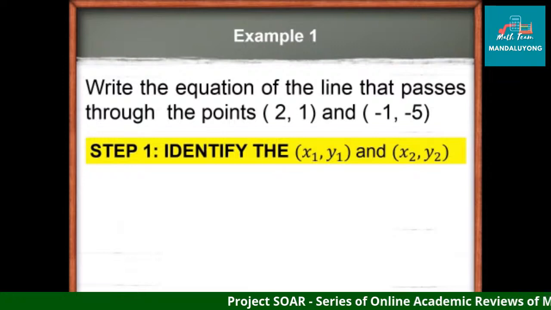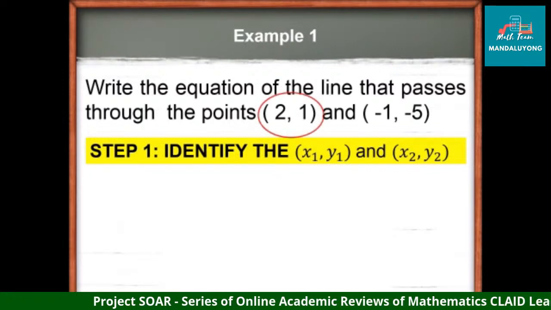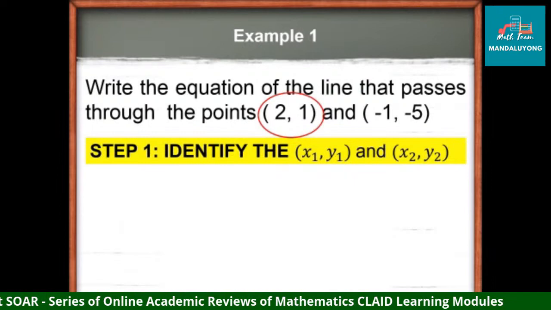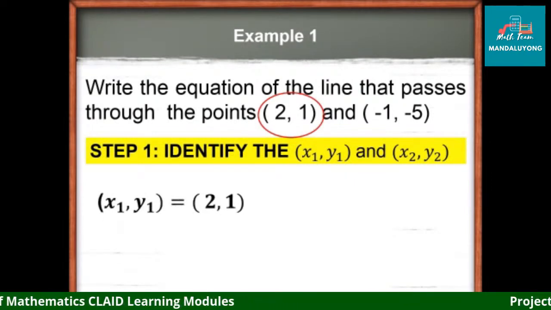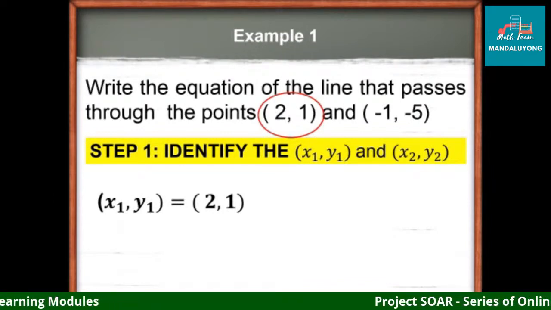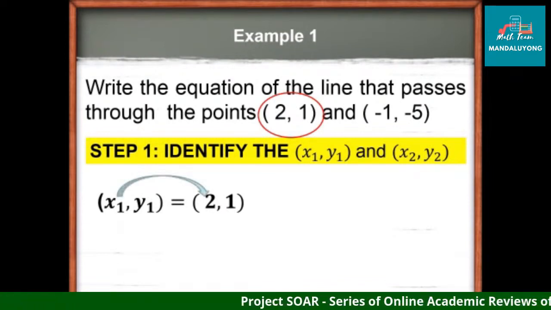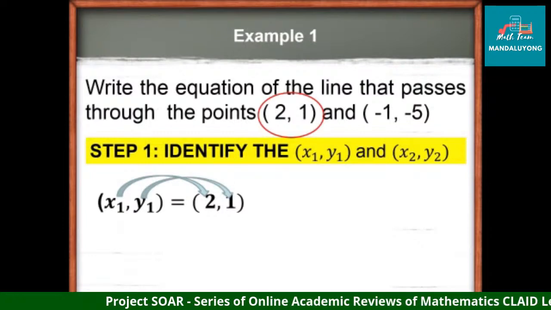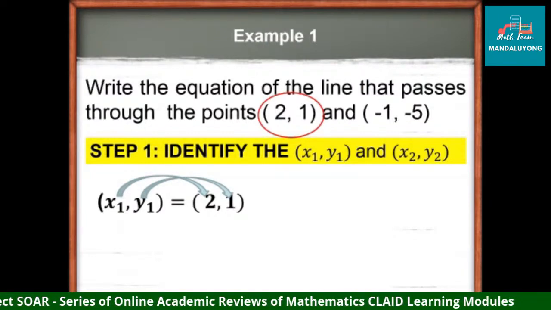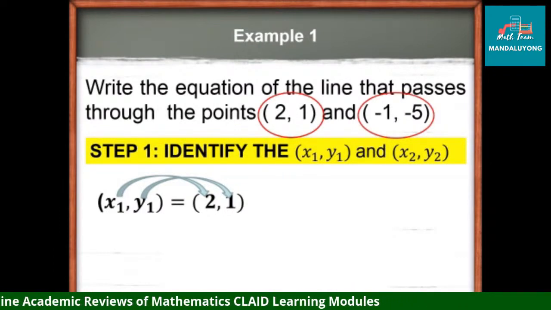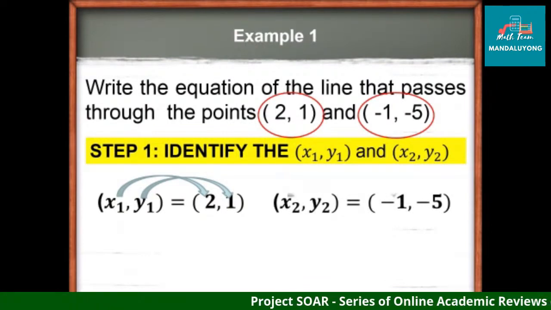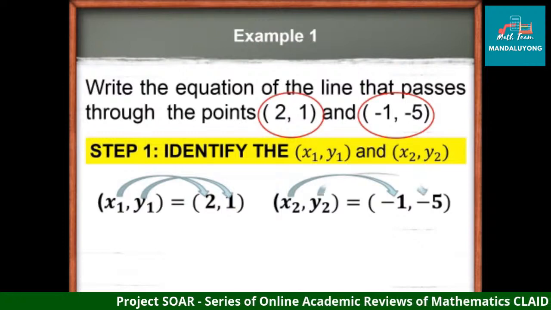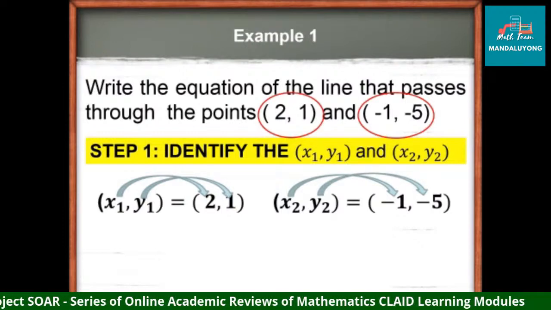In our given problem, we will label (2, 1) as our x sub 1, y sub 1, or our first point. So x sub 1, y sub 1 is equal to (2, 1). Again, our x sub 1 is 2, our y sub 1 is 1. We will label (negative 1, negative 5) as our second point for x sub 2, y sub 2. Again, our x sub 2 is negative 1, our y sub 2 is equal to negative 5.